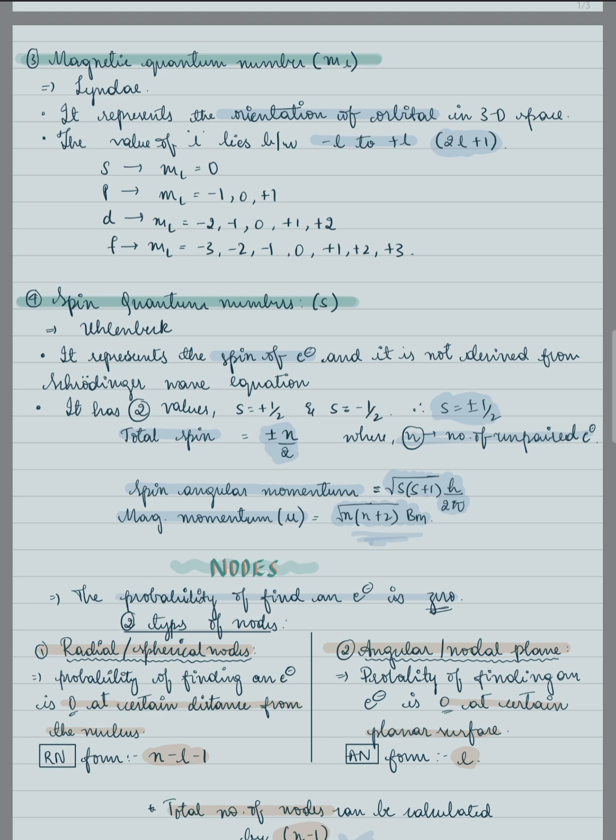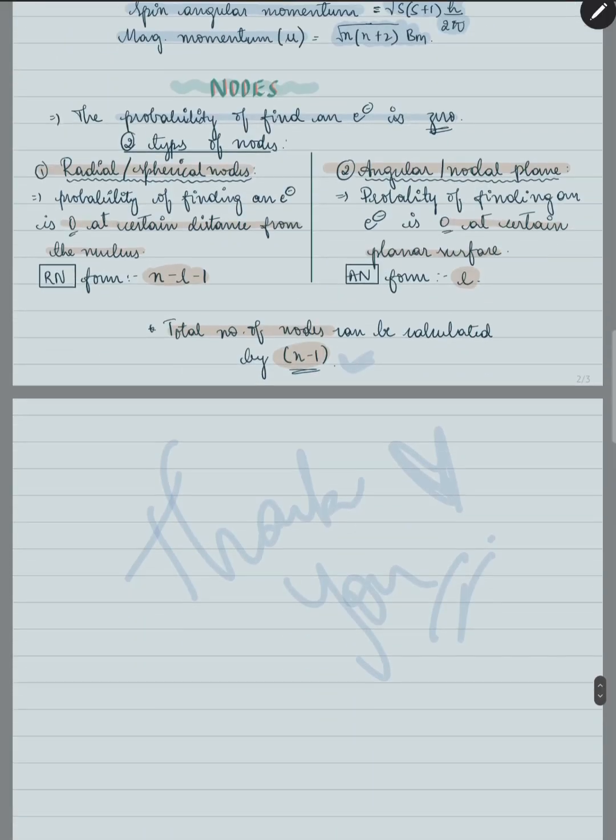The number of nodes. A node is basically where the probability of finding an electron in 3D space is 0. You can't really find an electron there. It's impossible to find it there. The saying that everything is possible, these nodes prove it wrong, because the probability of finding an electron at nodes is 0. You get that? It's 0.